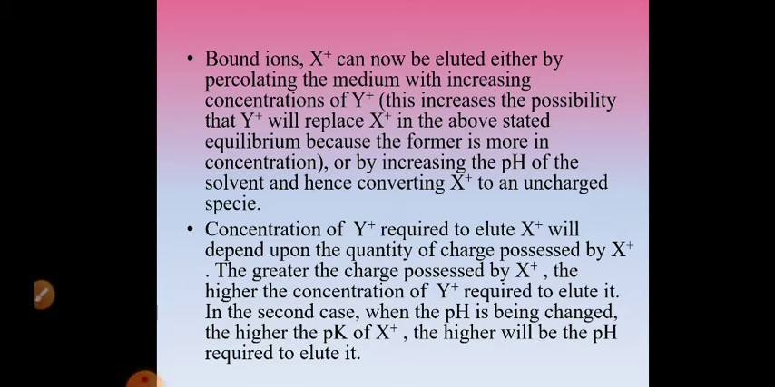The concentration of Y plus required to elute out X plus will depend upon the quantity of X plus and the charge present on X plus. The greater the charge present on X plus, the higher the concentration of Y plus required to elute it out. In the second case, you can simply increase the pH, and the higher the pKa of X plus, the higher the pH required to elute it.